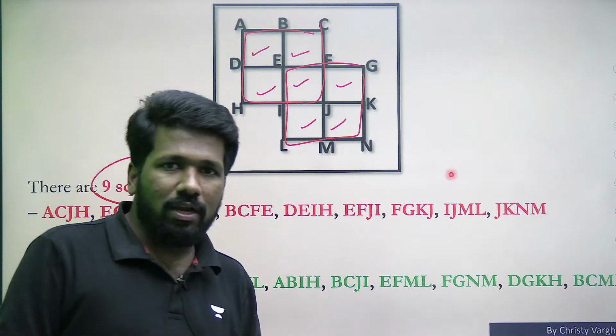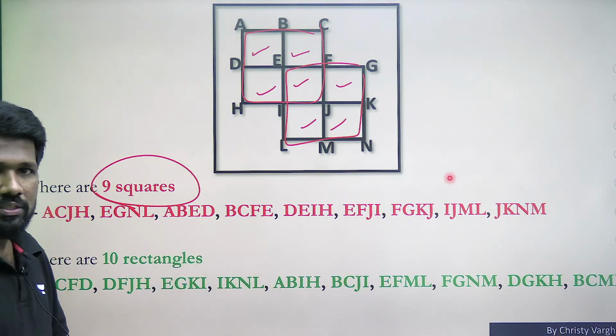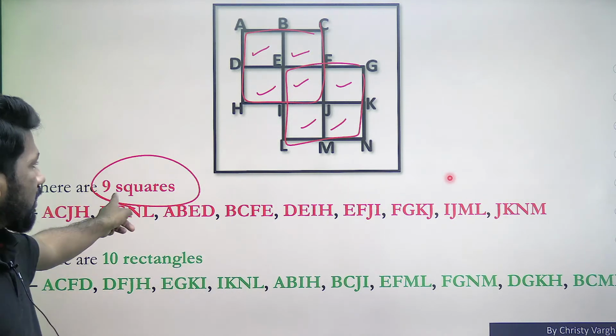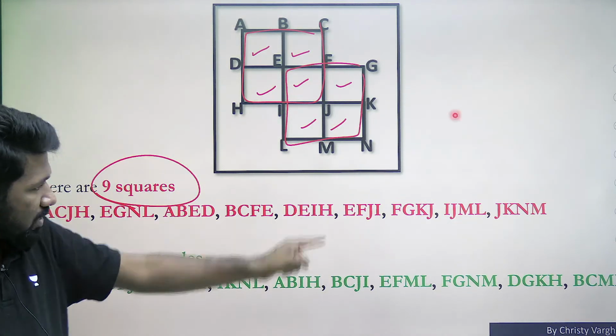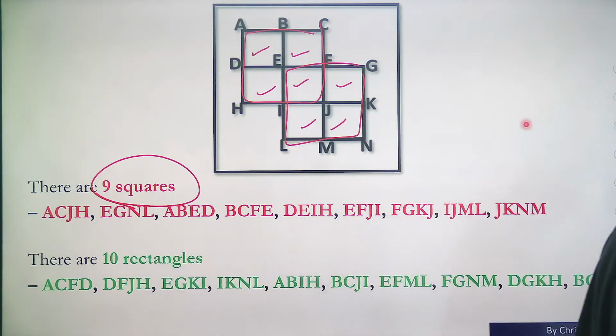1 row 1 column squares are 7. 2 row 2 column squares are 2. So 7 plus 2, 9 squares. If you have missed any of it, please check it. I think some of you missed those 2 by 2 squares. That is why you got a different answer.